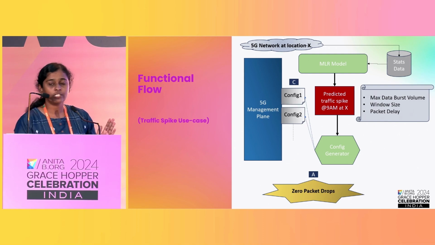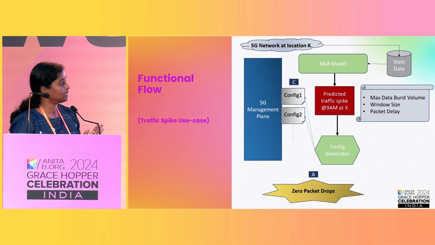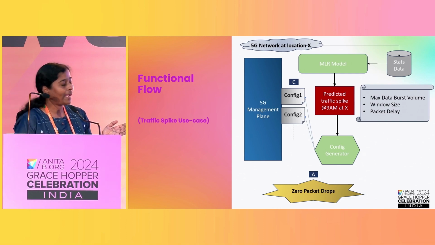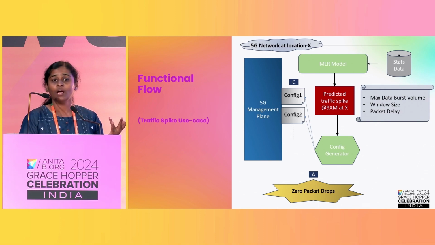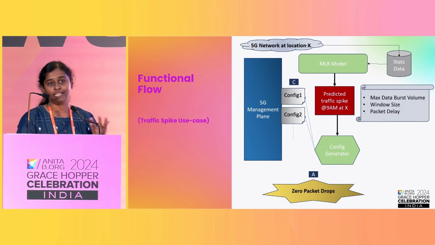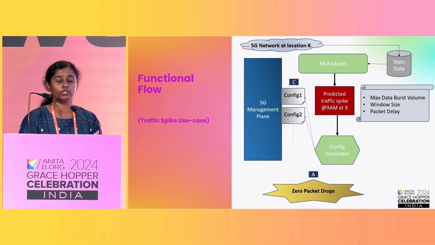So let's relate this to the algorithm we saw in the earlier slide. Maybe 0 packet drop in your statistics is a dependent parameter, and you have the independent parameters, which could be max data burst volume, a window size, or a packet delay. If you see a JSON file for a network function, it could be enormous.